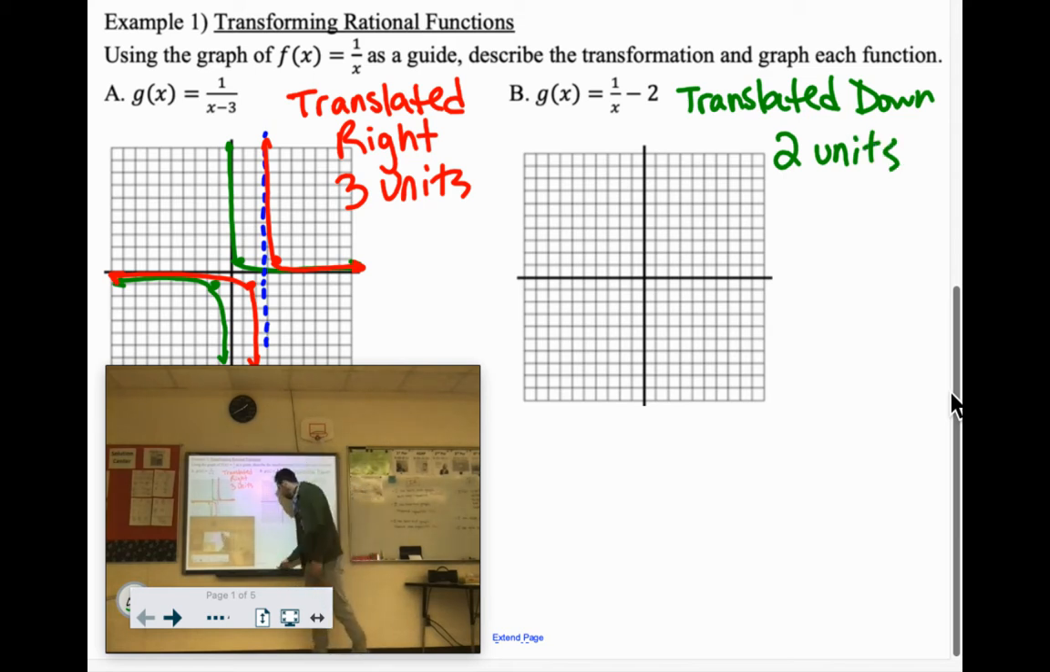So if our initial graph has your 1, 1 and your negative 1, negative 1, and you're going to get so used to that shape, now everything is dropping down 2 units. All we did was take our horizontal asymptote from 0, or the x-axis, and drop it down 2.